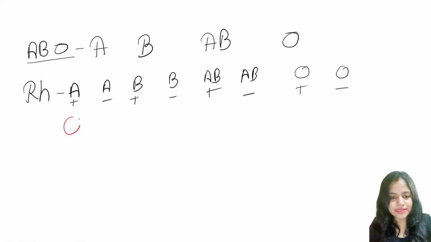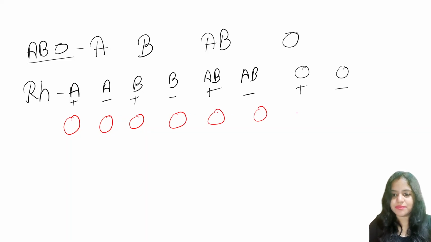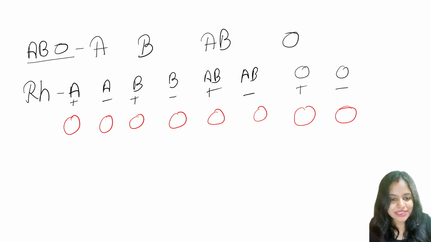Now let's see the antigens which are present. I will be drawing the RBC for all and see what antigens are present on its surface. For A positive, it will have antigen A and, being positive, also D antigen. For A negative, it will only have A antigen. B positive will have B antigen and D antigen.